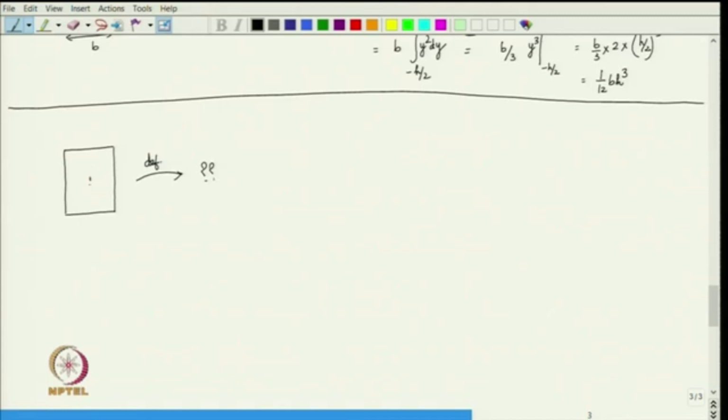And now let us again recall that we have y axis and z axis here. So, we have found out epsilon x x, that is minus y by r. What can you say about epsilon y y and epsilon z z? So, epsilon y y, we know it is equal to 1 over E into sigma y y minus nu times sigma x x plus sigma z z.